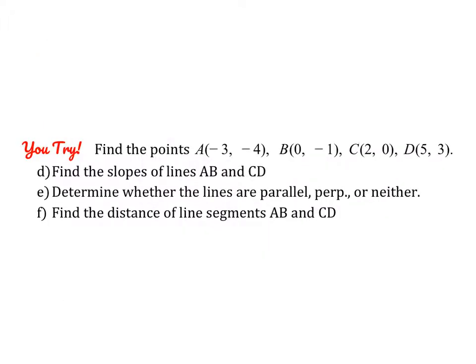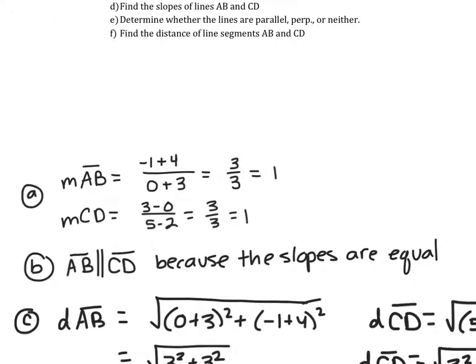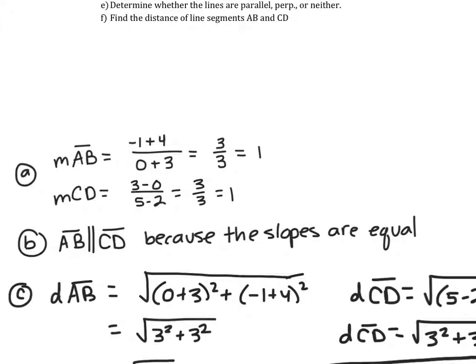All right, let's see if you can pause the video and give this problem a try. Okay, so first let's check your slopes. If you find the slope of AB, you should end up with a slope of positive 1. Find the slope of CD, you should also find a slope of positive 1. So if you compare the slopes, you'll notice that they are equal. Therefore, you can conclude that AB is parallel to CD.